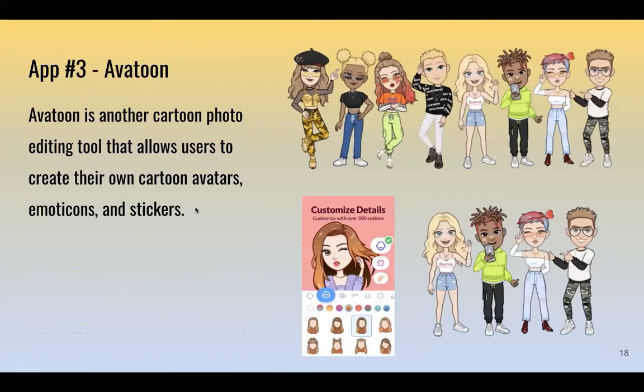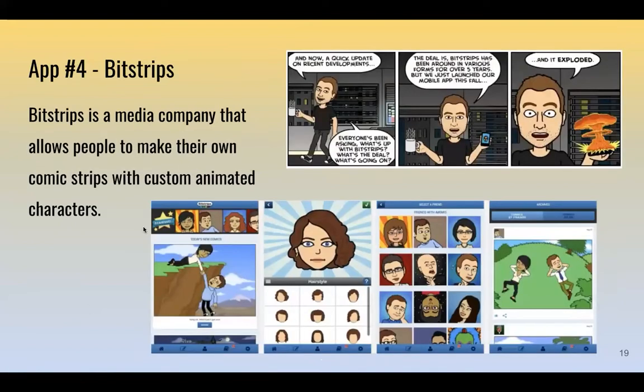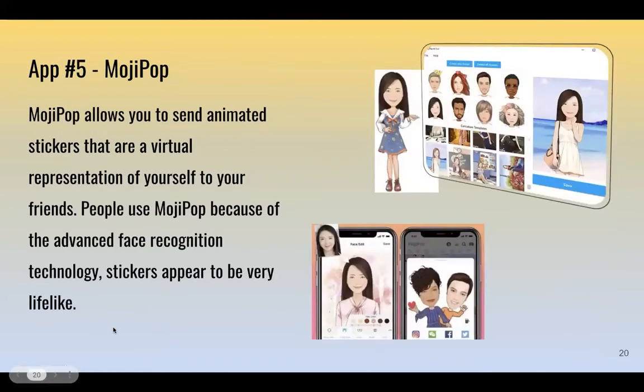Avatoon is another cartoon photo editing tool that allows users to create their own cartoon avatars, emoticons, and stickers. Bitstrips is a media company that allows people to make their own comic strips with custom animated characters. Mojipop allows you to send animated stickers that are a virtual representation of yourself to your friends. People use Mojipop because of the advanced face recognition technology. Stickers appear to be very lifelike.